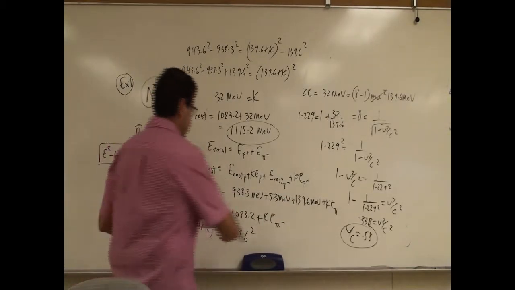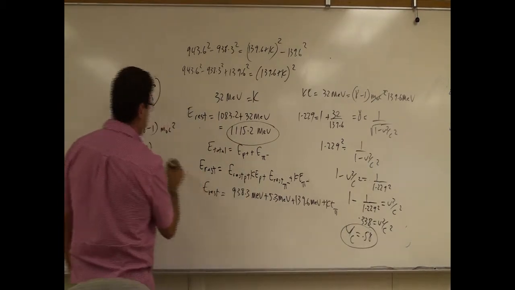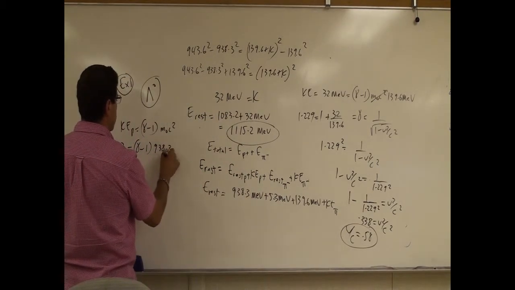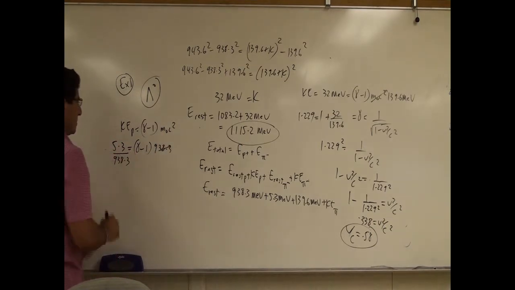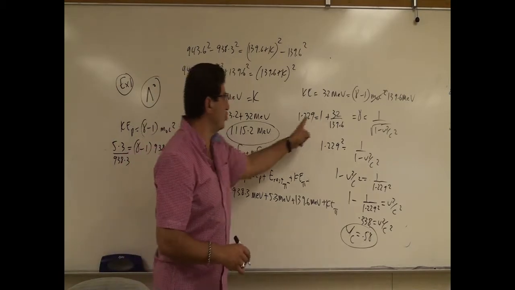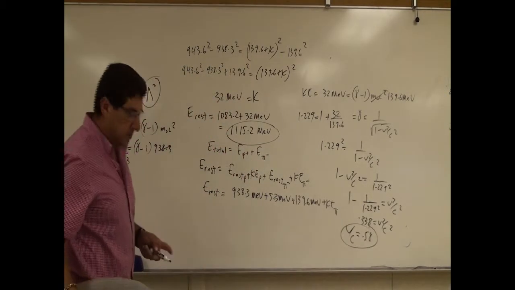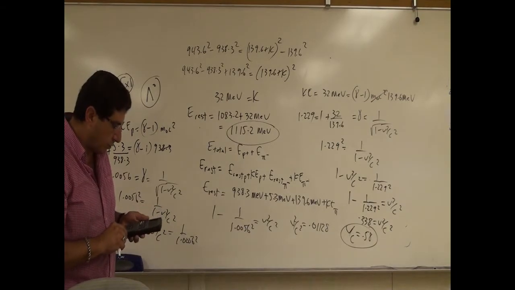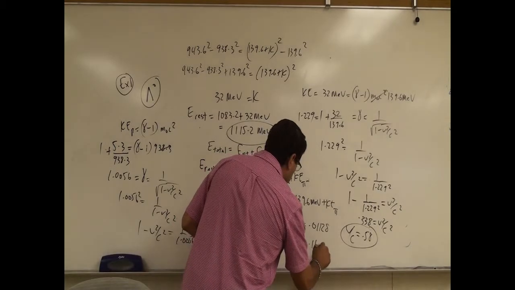How fast is the proton going? Okay, and then the rest energy of the proton, 938.3. Then I divide them, and I do similar steps. I add 1 to this, so then I get about 0.11. v over c is 0.11.